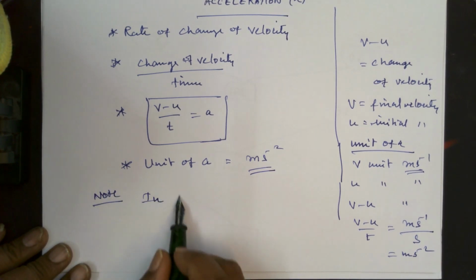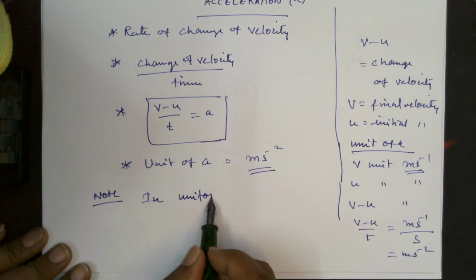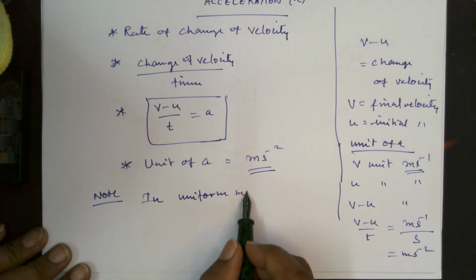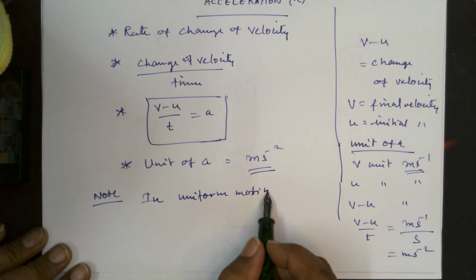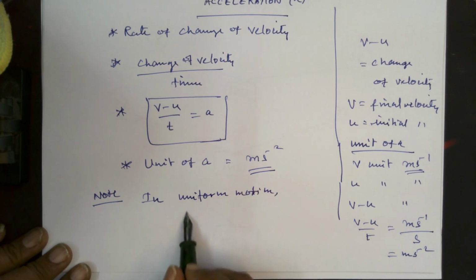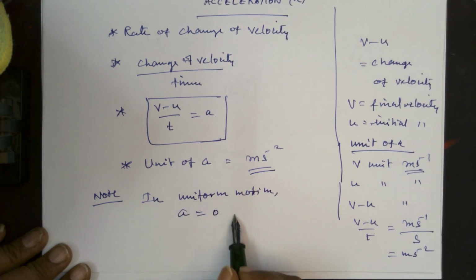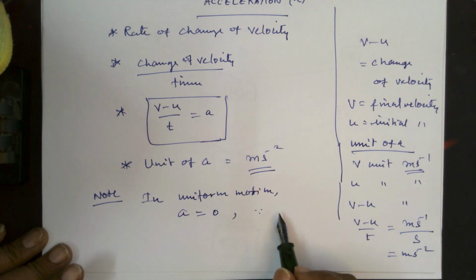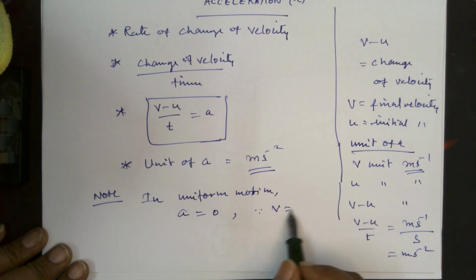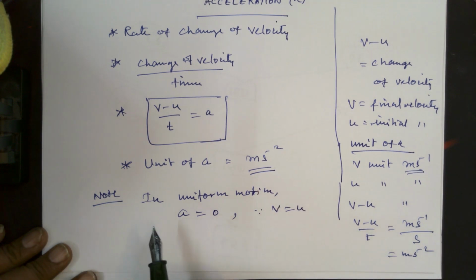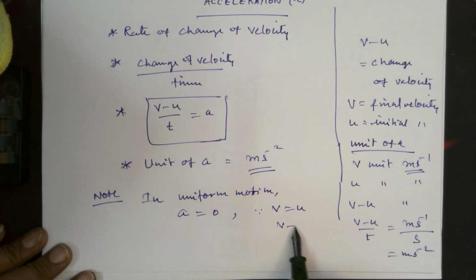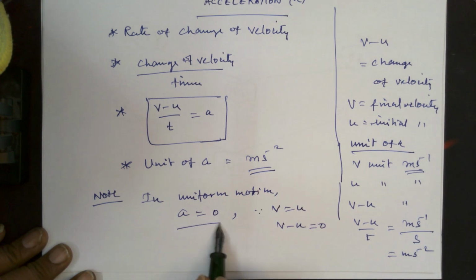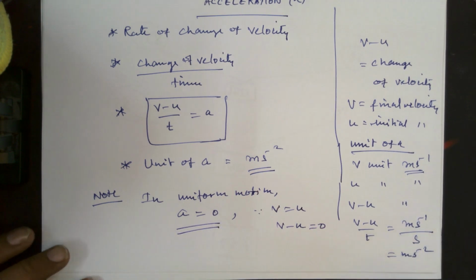In uniform motion, acceleration is equal to 0. Why? Because v is equal to u. There is no change in velocity. So v minus u becomes 0. Therefore, a is 0. Do you understand?